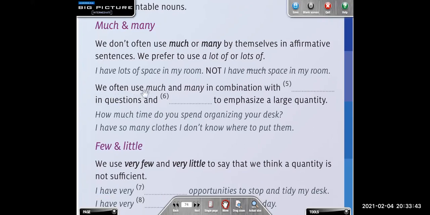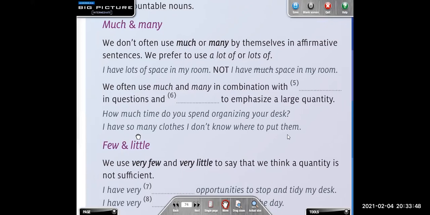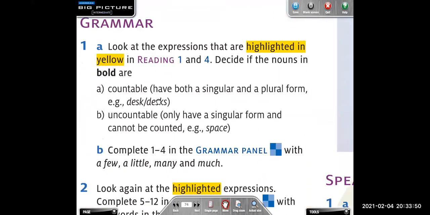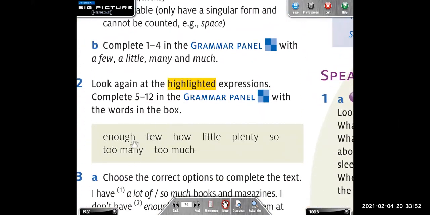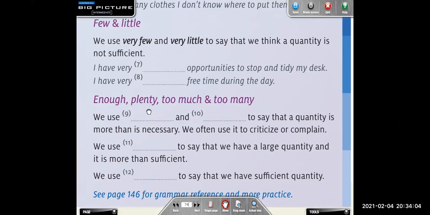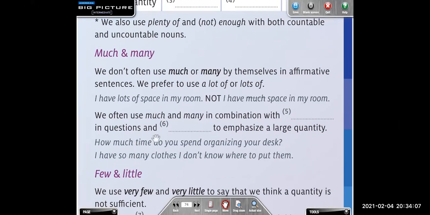It says, we often use much and many in combination with, ¿ok? Aquí tenemos algunas palabras que nos van a ayudar a llenar. It says, enough, few, how, little, plenty, so, too many, and too much. ¿Ok? Entonces, let's see. ¿Qué podríamos poner acá? ¿Con qué lo utilizamos? How, right? How many or how much?